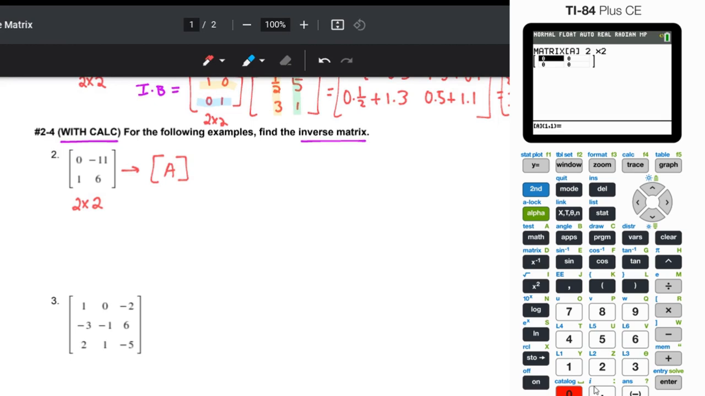And then I'm going to input the 4 elements. So I've got 0, -11, 1, and 6, and I hit enter after each one. All right, and then when you're done typing the matrix in, just double check that you've done it correctly. There's no mistakes or typos, any negative signs are there. Make sure you use a negative sign, not a minus sign. And then you're going to quit out of that.